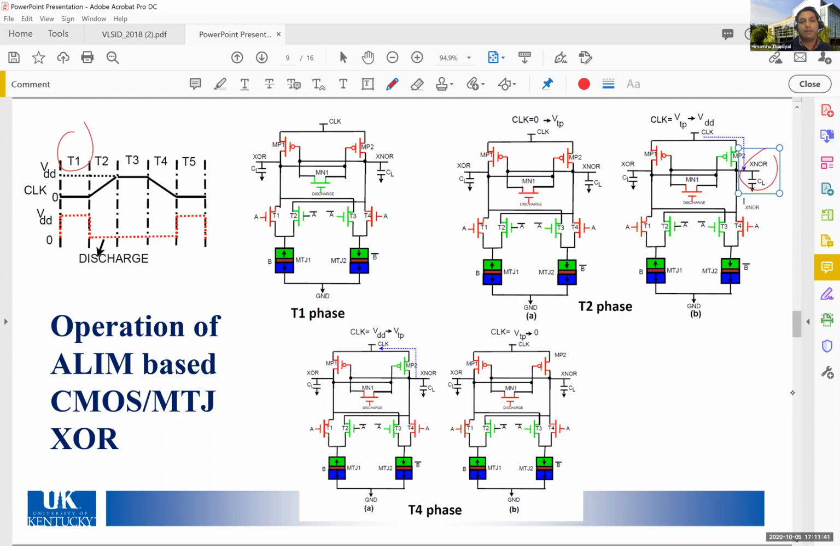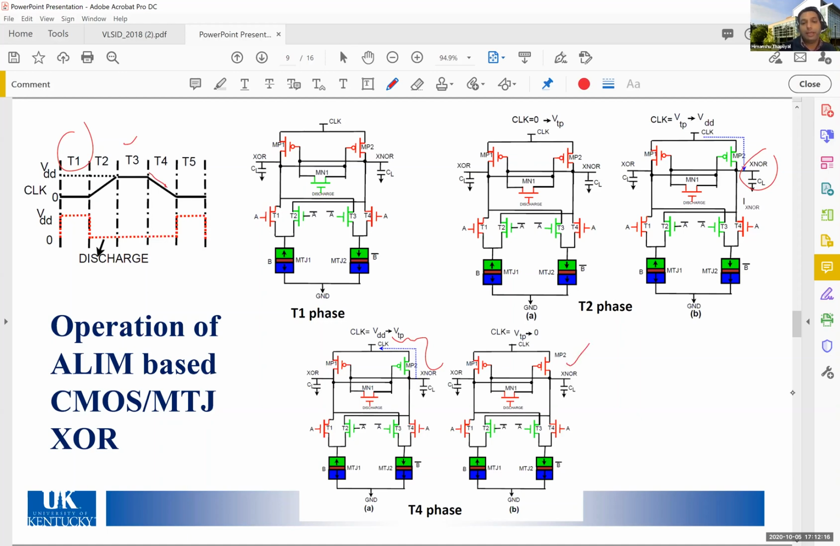Okay. Now after some time, you can think in this case this T3 is more like a hold phase, so it will just maintain the state. Finally, during the recovery phase, the clock starts falling down, and during this phase the energy recovery will happen through these transistors. From the XNOR node, the energy will start recovering again to the clock source, and it will stop at the point of the VTP, because at that point you can see this MP2 will also turn off.